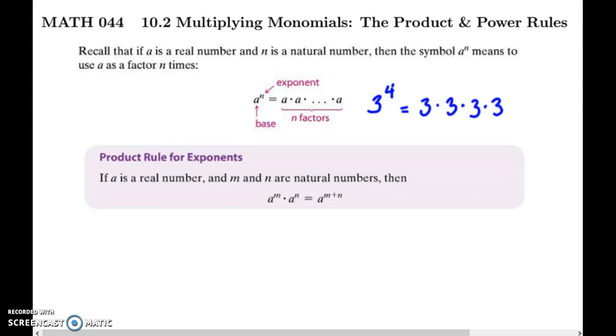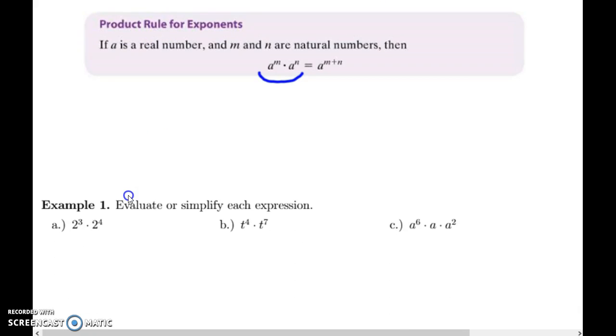So the product rule for exponents is a way to multiply two expressions together that have the same base. It says that if you have a to the m times a to the n, you can write this just as a to the sum. You just add exponents. So let's see why this works with a quick little example, and then we'll go through example 1 together. Let's try something like x squared times x to the fourth. Our rule says that we should be able to just write this as x to the 2 plus 4, x to the sixth. But let's see why that actually works out.